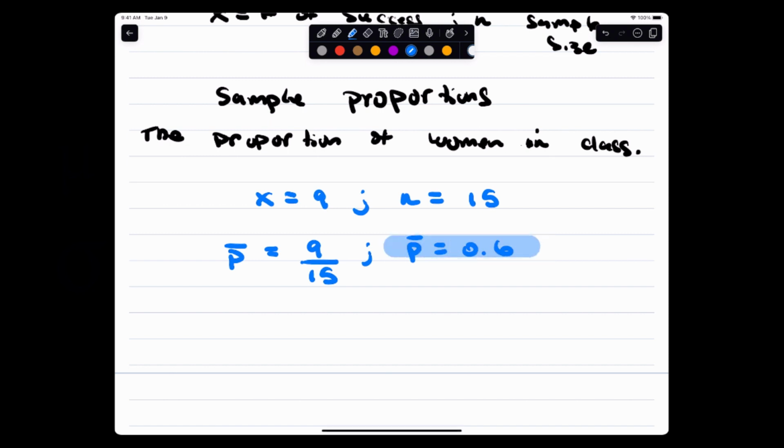Isn't that the same as a probability? And isn't that the same as saying 60%? So what we can say is 60%, ladies and gentlemen, of the sample is women. You guys see my point? Yes, you ladies. Of course.